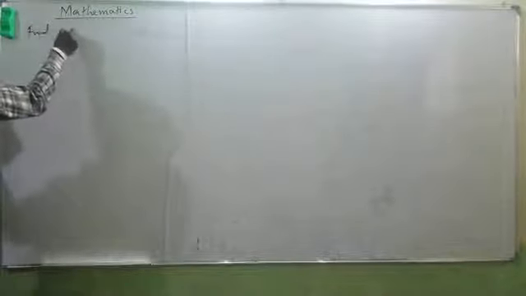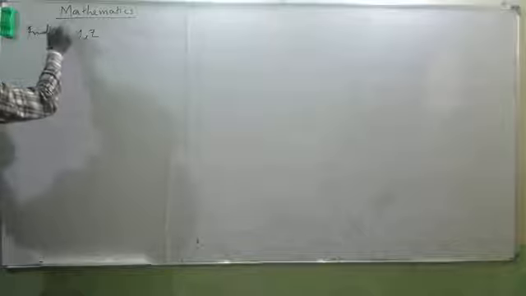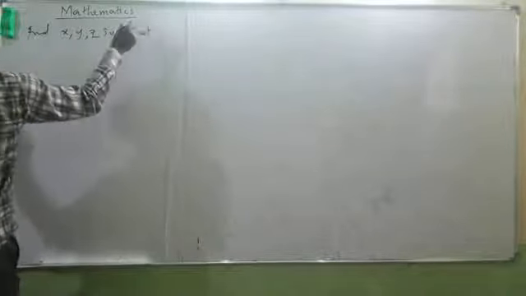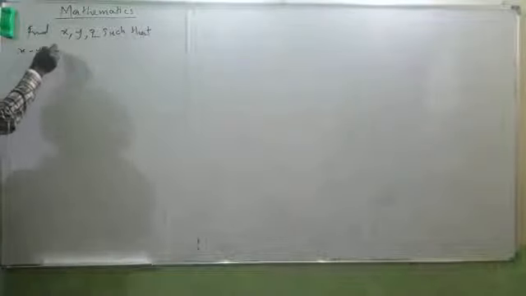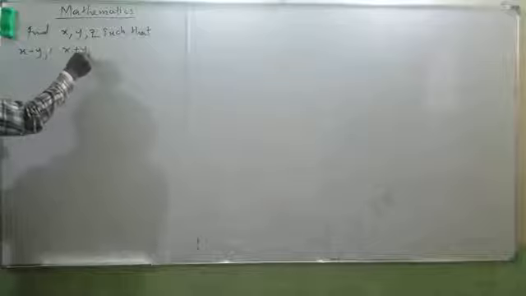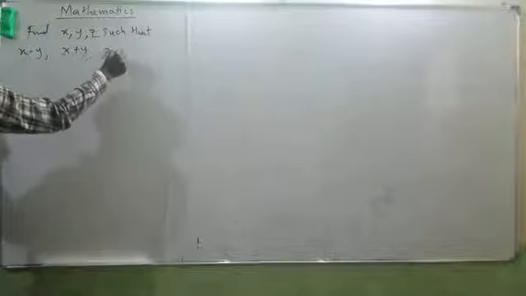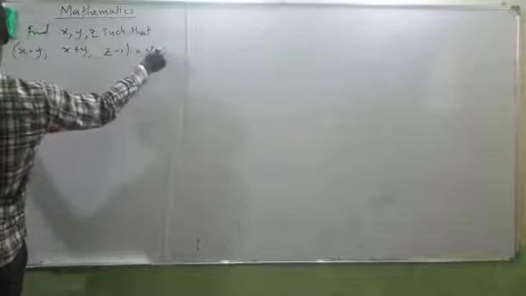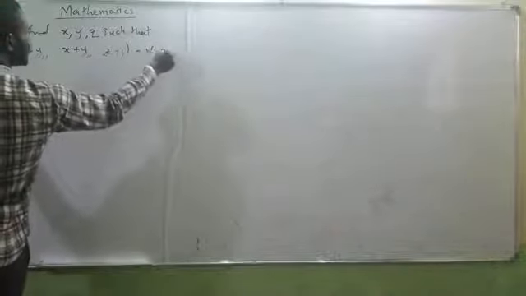Now, if I have this thing, find x, y such that (x minus y, x plus y, z minus 1) equals (4, 2, 3). This is very common in year 2 material.